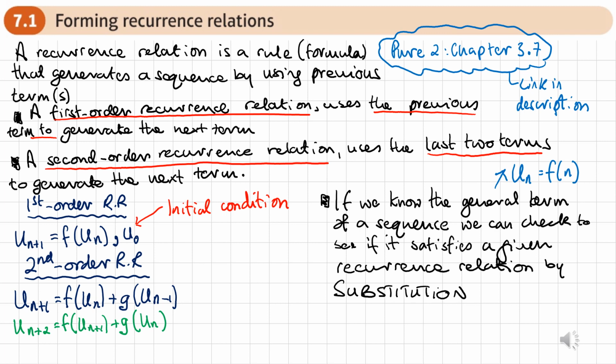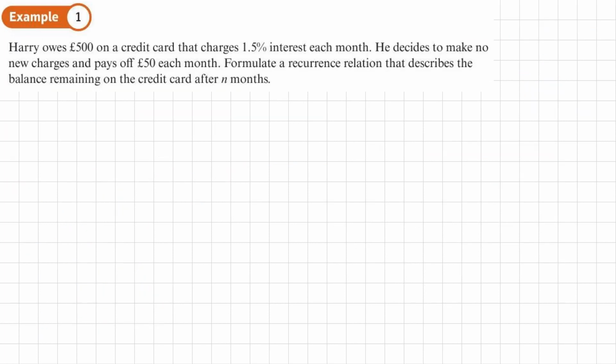Okay, right, let's get into some examples. So here we've got Harry who owes £500 on a credit card that charges 1.5% interest each month, okay? He decides to make no new charges and pays off £50 a month. Formulate a recurrence relation that describes the balance remaining on the credit card after n months. Okay, so what's going on here? So we've got this initial balance or initial value or initial condition of £500.